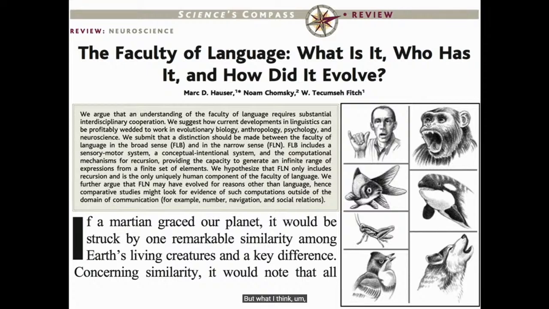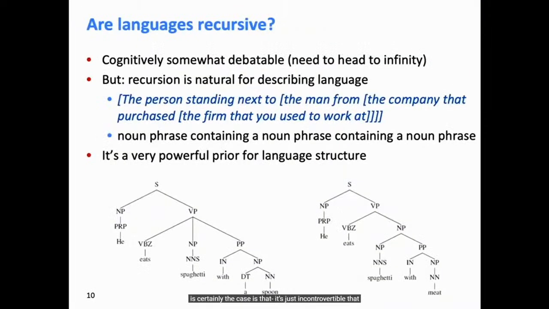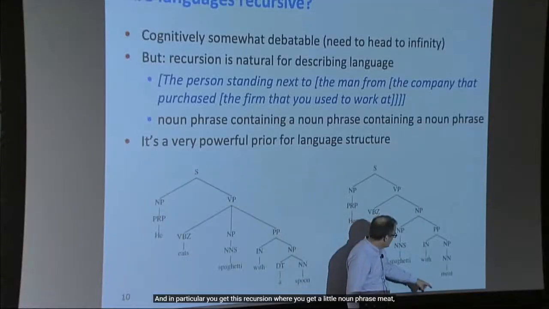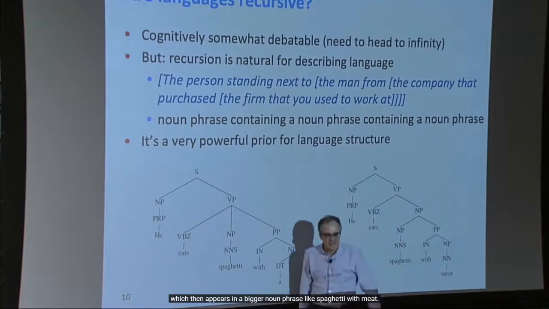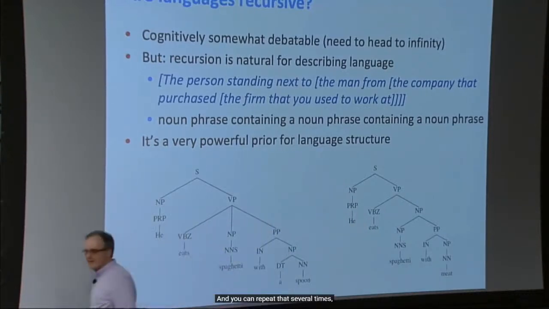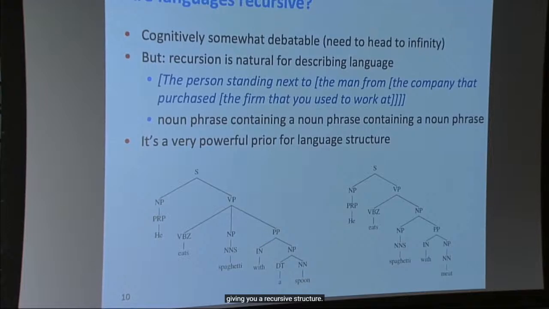But what I think is certainly incontrovertible is that the structure of human language sentences has these pieces, constituents, that then form together hierarchically or recursively into bigger pieces as you go up in the tree. In particular, you get this recursion where you get a little noun phrase, meat, which then appears in a bigger noun phrase like spaghetti with meat, and you can repeat that several times, giving you recursive structure. And I have an example of that in blue up the top.